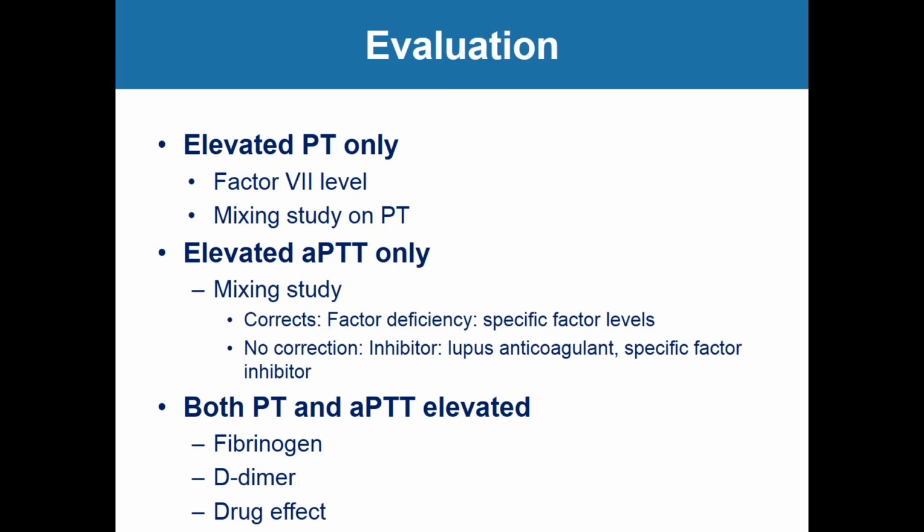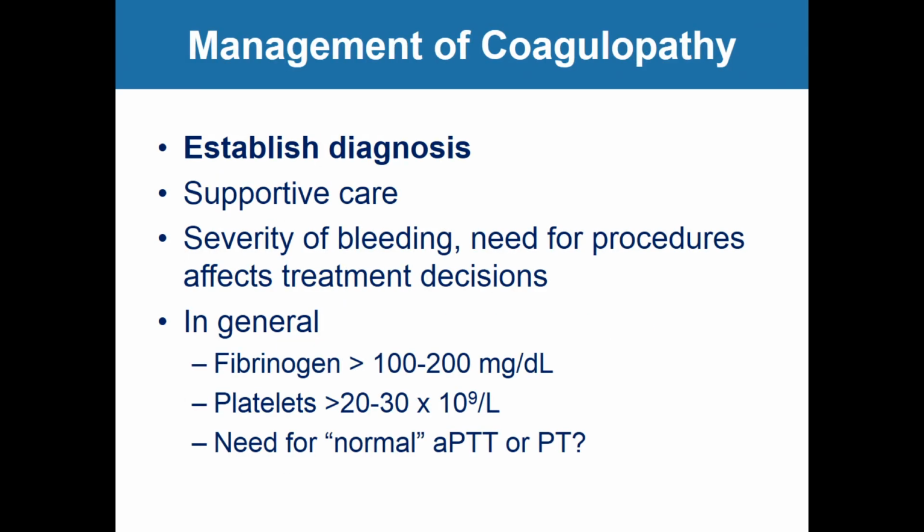If there is no correction in the PTT upon adding normal plasma, then this suggests that there's an inhibitor to coagulation, such as a lupus anticoagulant or a specific factor inhibitor, or even a drug such as the previously mentioned heparin or bivalirudin. If both PT and PTT are elevated, it is important to assess fibrinogen as well as the common pathway factors such as 10 and 5, and D-dimer, particularly looking for a drug effect in this situation.